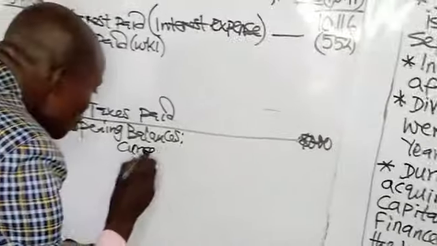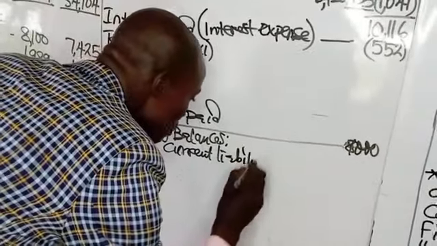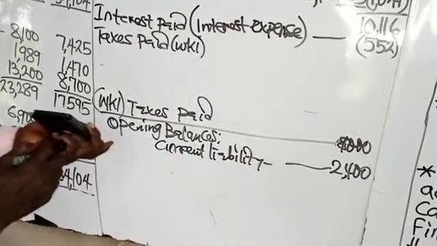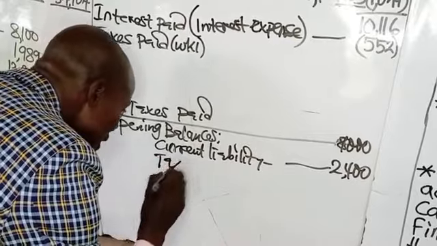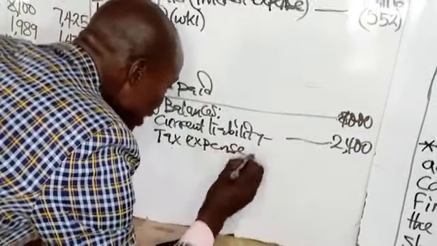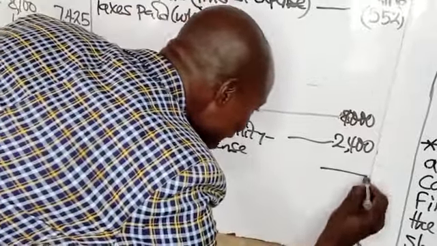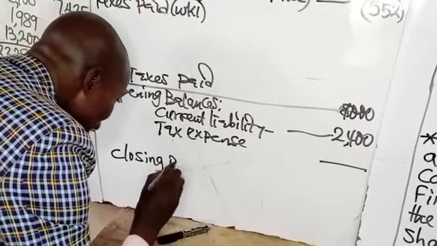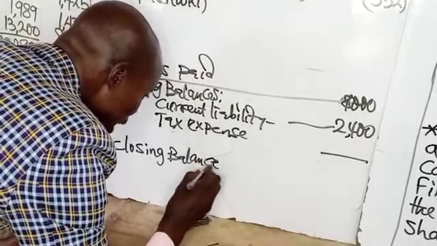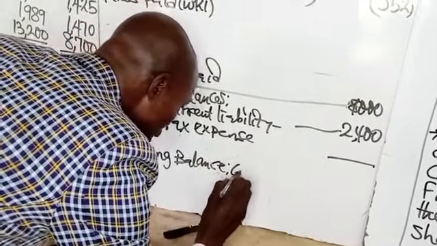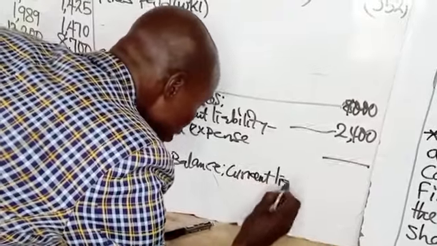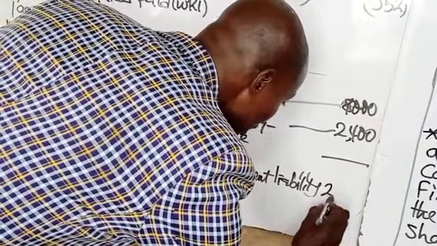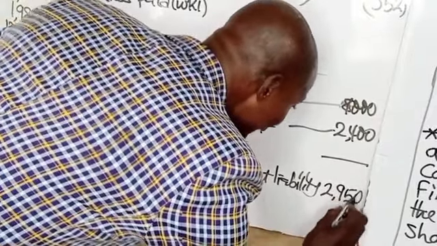So we have opening balance, current liability, which is 2,400. That is the opening balance. Aside the opening balance, the tax expense in the statement of profit or loss will be added. Tax expense. By the time you add the tax expense, you now get the closing balance, which is equally found under current liability. The closing balance under current liability amounted to 2,950. How much is the tax expense?